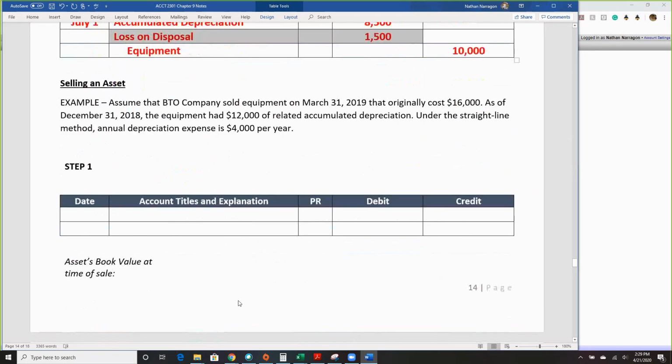So here we go. We're going to assume that we have a company called BTO company, and they're going to sell equipment on March 31st with an original cost of $16,000. The equipment had $12,000 of related accumulated depreciation, and under the straight line method, the annual depreciation expense is $4,000 per year. Okay? So again, how many months did I have this equipment for?